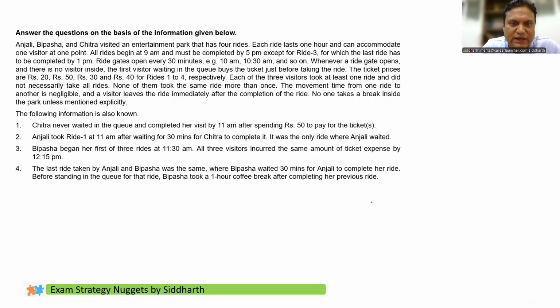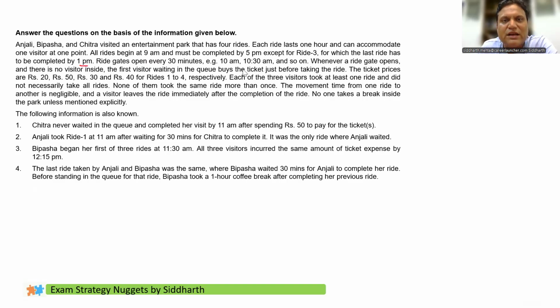Now, let us read the data set. What is the data talking about? Anjali, Bipasha, and Chitra visited an entertainment park that has four rides. Each ride lasts for 1 hour and accommodates one visitor at one point. All rides begin at 9 a.m. and must be completed by 5 p.m., except for ride 3, for which the last ride has to be completed by 1 p.m. So except ride 3, all rides can be operational till 5 p.m. Ride 3 has to be completed by 1 p.m.